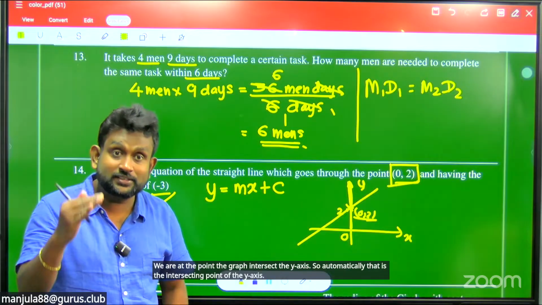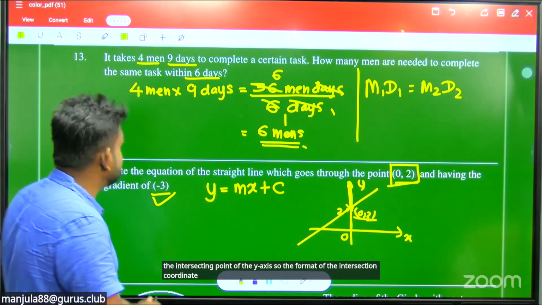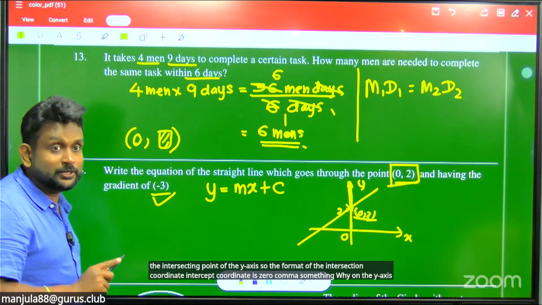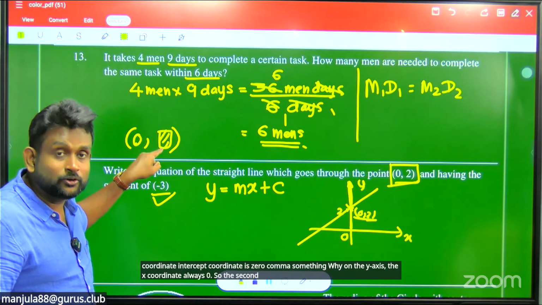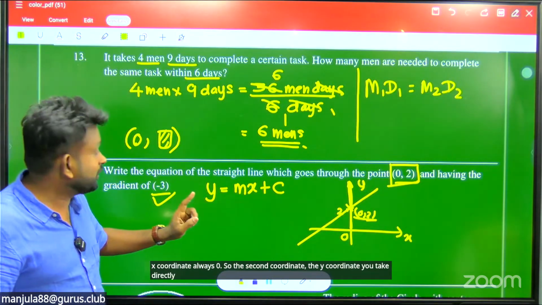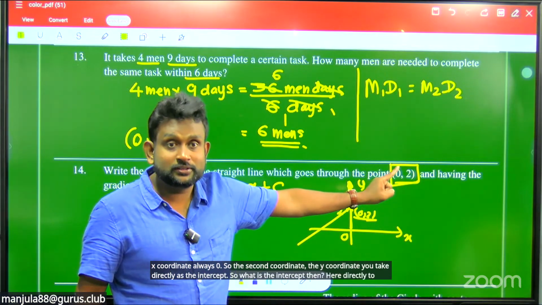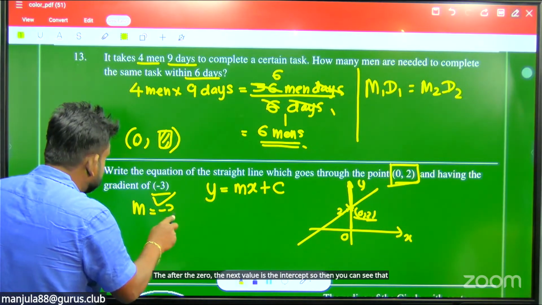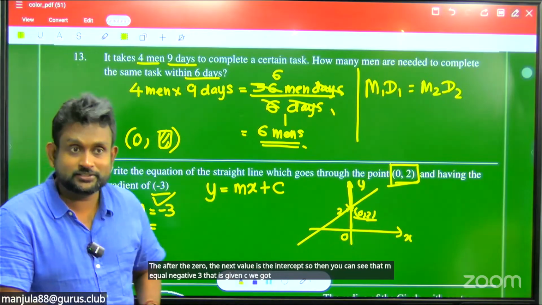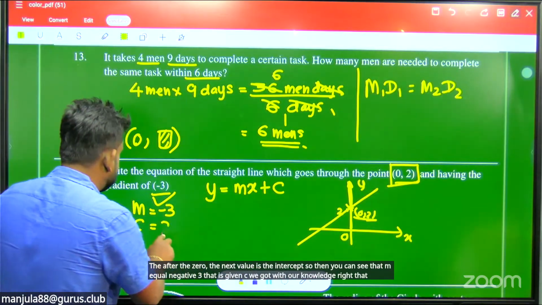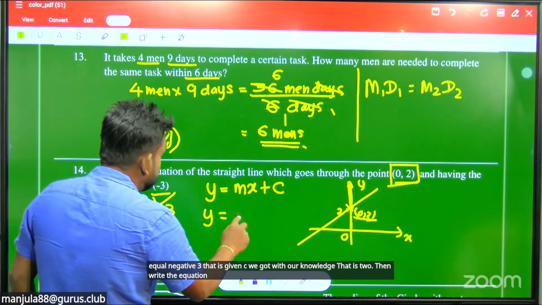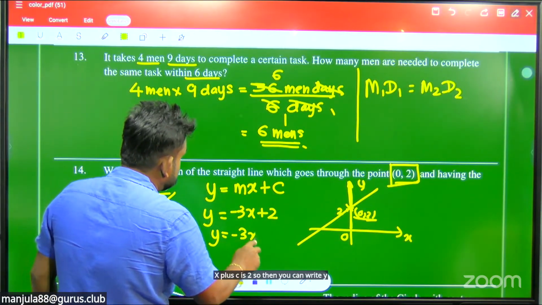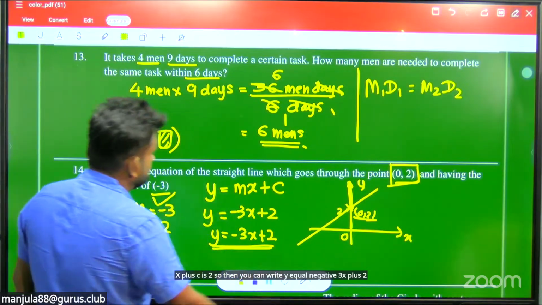So the format of the intercept coordinate is (0, something). On the y-axis, the x-coordinate is always 0. So the y-coordinate you take directly as the intercept. What is the intercept then? Here directly 2. After the 0, the next value is the intercept. So m equals -3, that is given. c we got with our knowledge, that is 2. Then write the equation: y equals -3x plus 2.